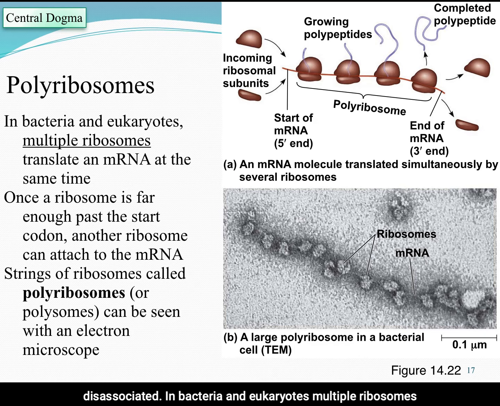In bacteria and eukaryotes, multiple ribosomes translate an mRNA at the same time. These are known as polyribosomes. Once a ribosome is far enough past the start codon, another ribosome can attach to the mRNA and begin translation. This is seen in the figure above in a drawing of a polyribosome, or in the figure below with a large polyribosome in a bacterial cell, which you can see by TEM.